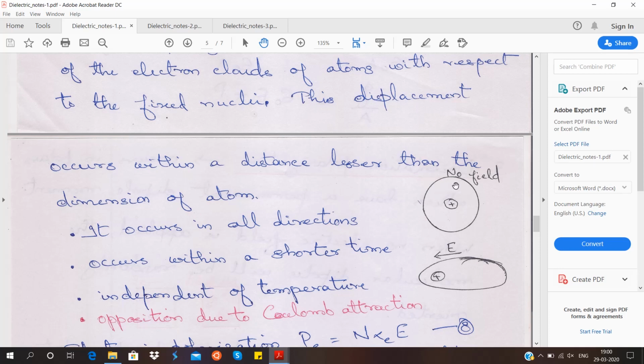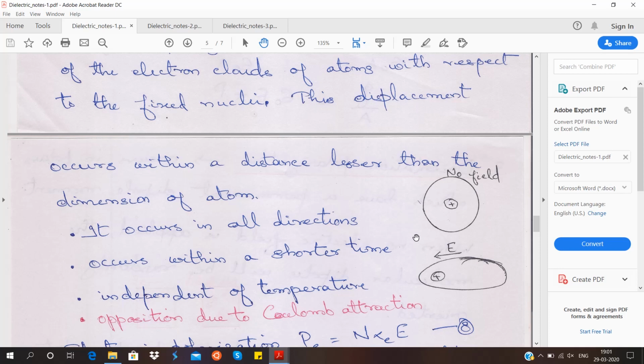Now, can anyone of you guess why it is in a spherical shape? Why it doesn't take any other shape? This is when there is no electric field applied. So the reason is because the atoms are of spherical shape. So that's the reason that even the electron cloud also takes the spherical shape.